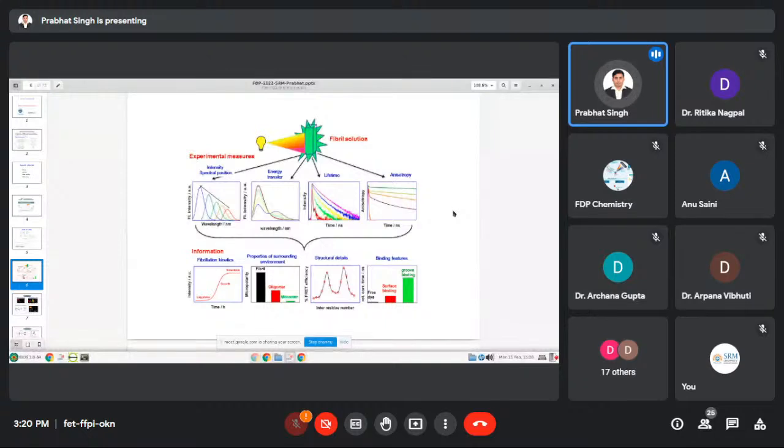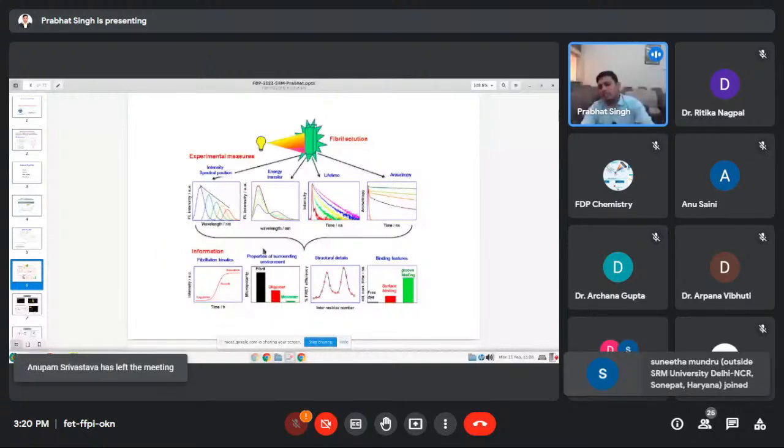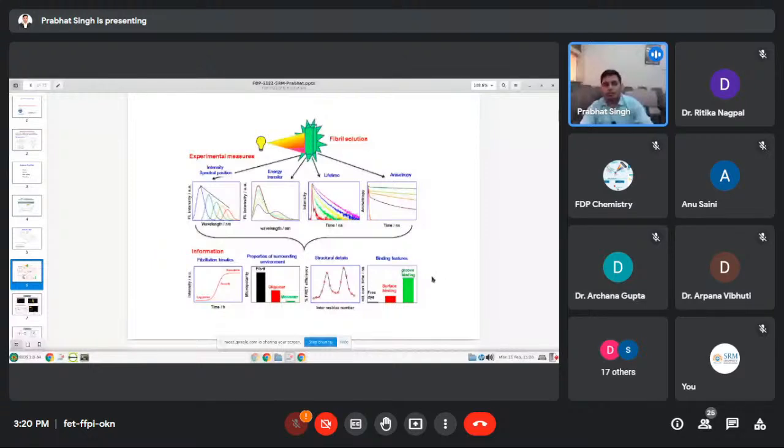So these are typical examples of information that we can obtain from these kinds of measurements: a kinetic parameter we can measure, the properties of the surrounding environment, and various structural details and binding features. These are all basically explained in terms of a dye when it is put in a fibril solution. If I get a chance, I will get to it.